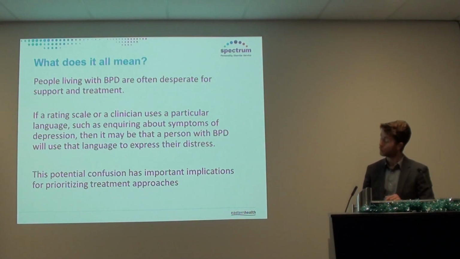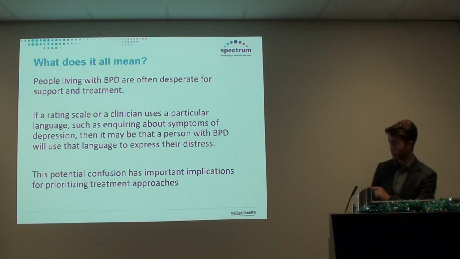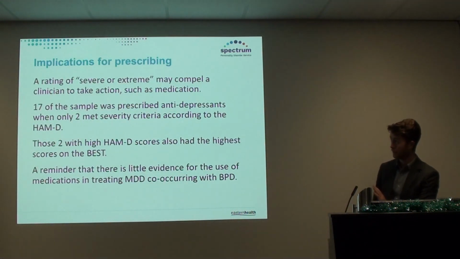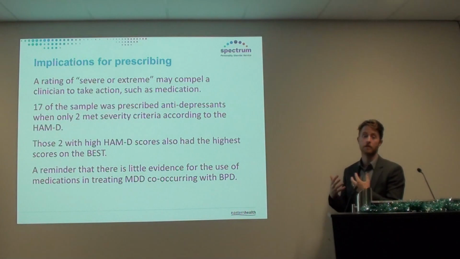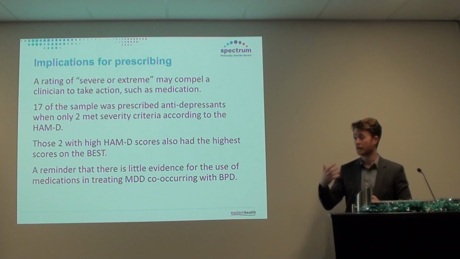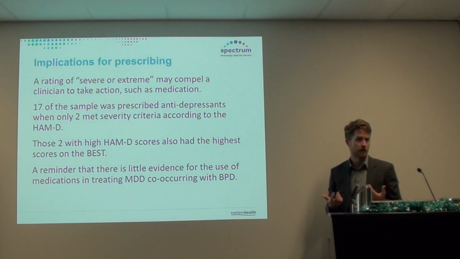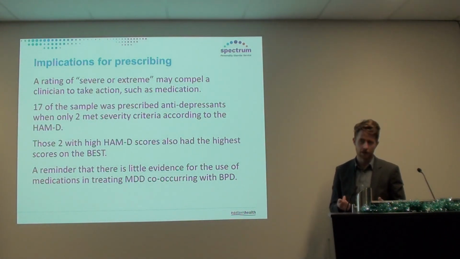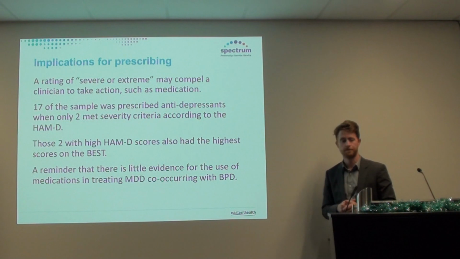And then we're going to go on to talk about how this potential confusion has implications for treatment approaches. The first one is prescribing. And as I said, if I were somebody that didn't work with people with BPD on a regular basis, and somebody came in and gave me back a K10 that said I had extreme symptoms, I would want to do something. And I think that in many cases, something that seems like an active way of treating is prescribing medication, particularly if the suggestion is that the person has depression.